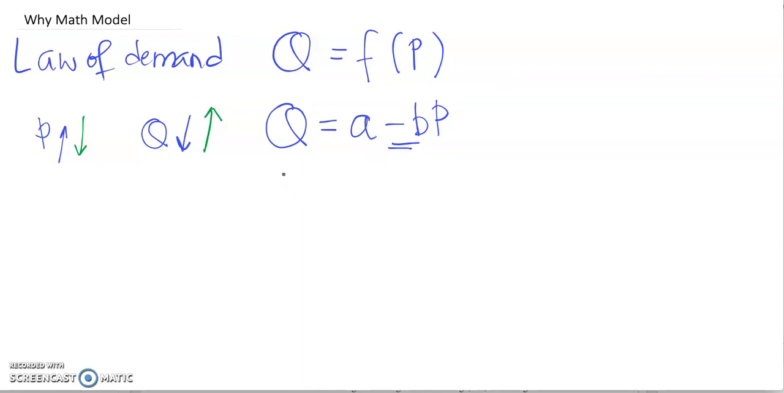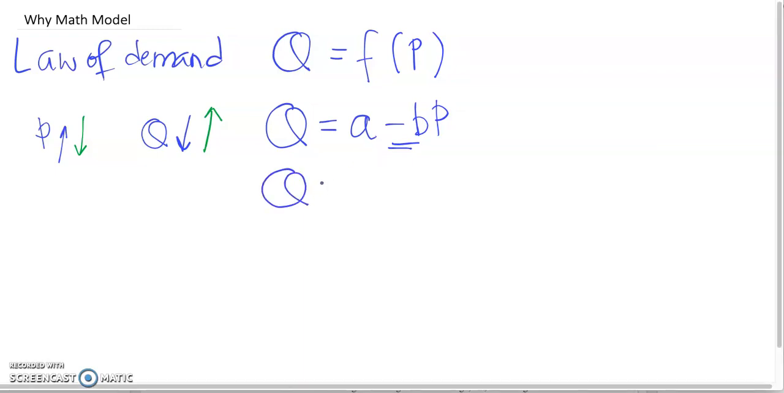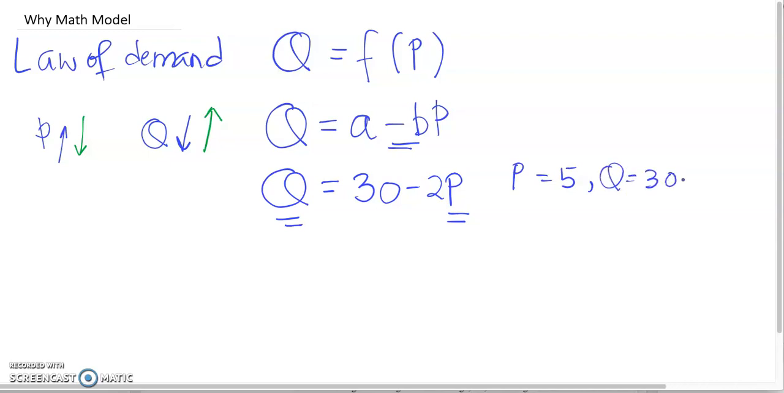And then another way to write it down is Q = 30 minus 2P. In this form, we know that we can find the value of Q if the value of P is known. So we know the variation of Q for each level of price. Let's say that P equals 5, then quantity demanded will just be equal to 30 minus 2 times 5. 30 minus 10 is equal to 20.